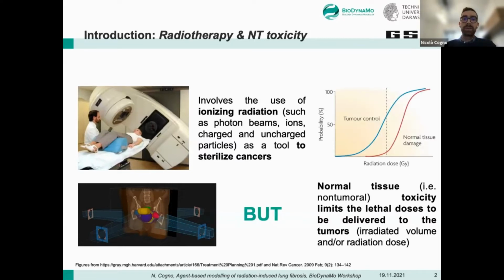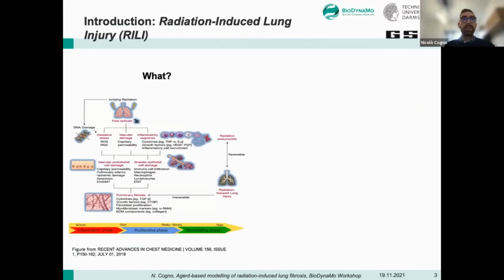But normal tissue toxicity limits the lethal doses that can be delivered to the tumors, both in terms of irradiated volume and radiation dose. And as you can see from this figure here, as the radiation dose increases, both the normal tissue damage probability and the tumor control probability increase. Therefore, constraints must be set in order to maintain acceptable levels of toxicity on radiation dose and irradiated volume. For my project in particular, I focus on a specific radiation-induced injury, which is the radiation-induced lung injury, or RILI.